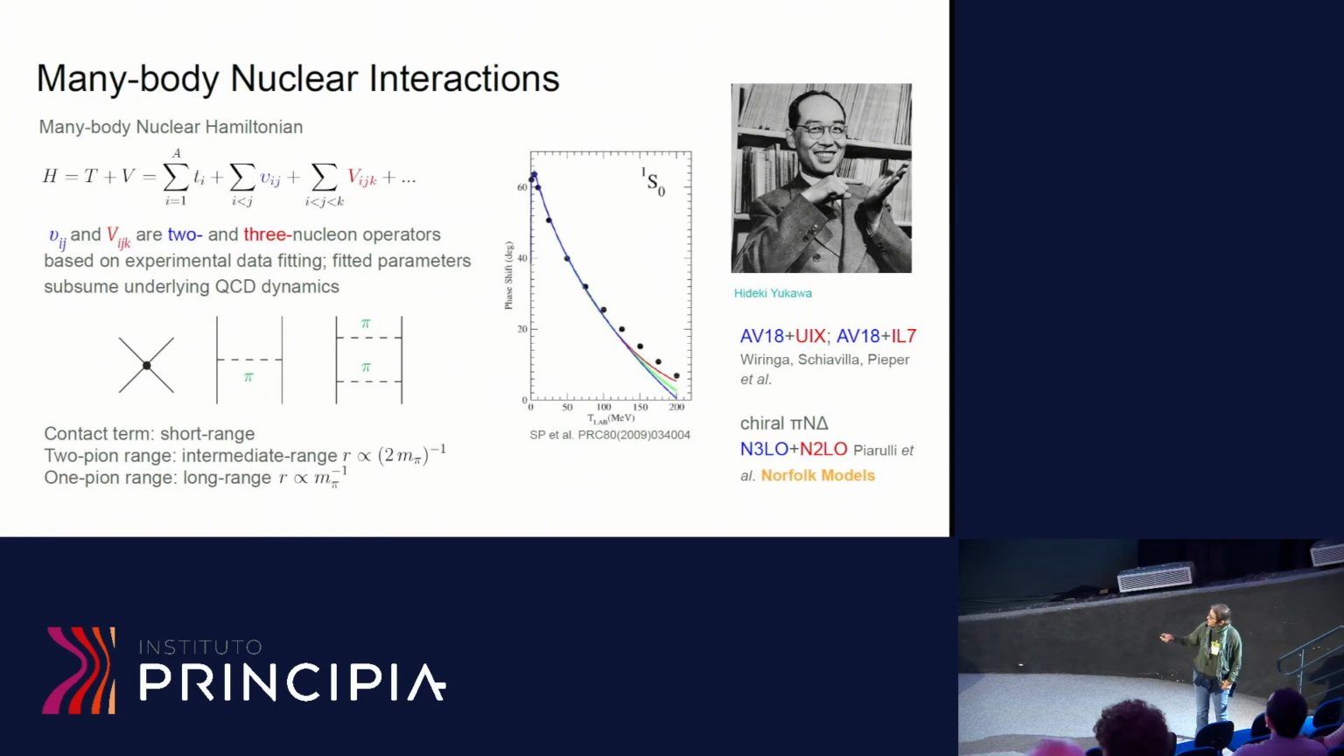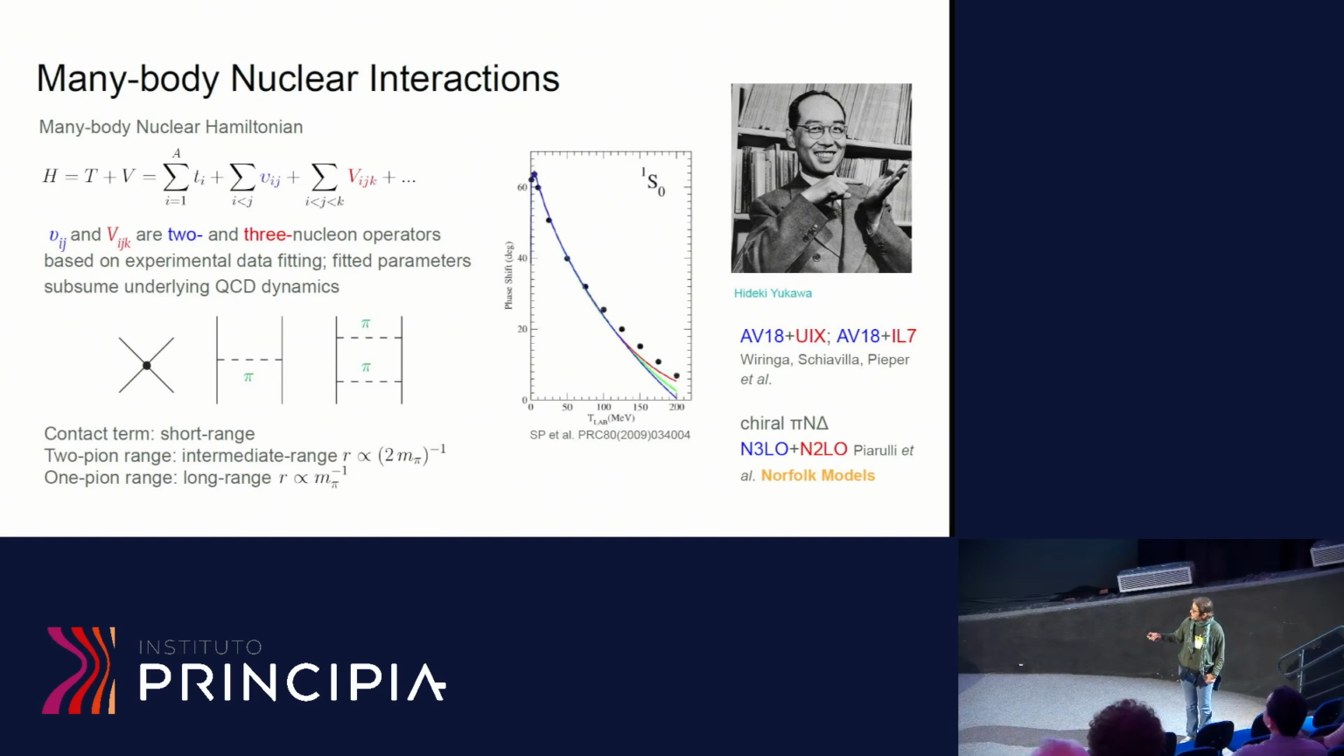And they subsume underlying quantum chromodynamics, or dynamics associated with degrees of freedom that have not been explicitly accounted for in the theory. These parameters are fitted to reproduce data, in the case of two-nucleon systems, a large database of scattering data. But in general, they have a one-pion exchange mechanism to describe the long-range part of the nucleon-nucleon interaction. An intermediate-range part is mediated by multiple pion exchange, and we also have a short-range contribution.